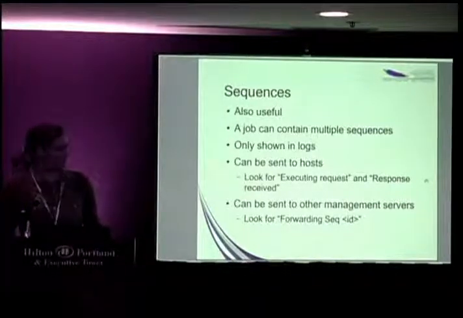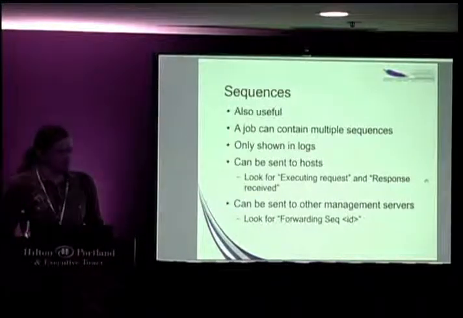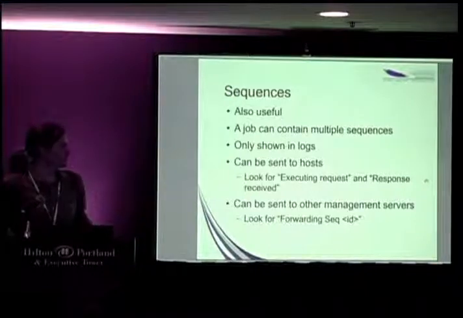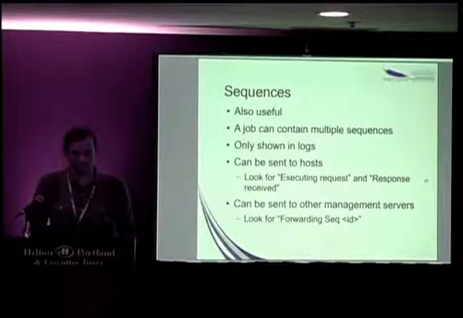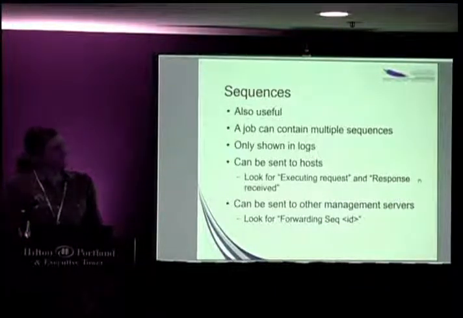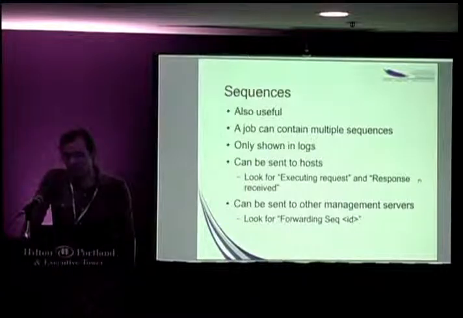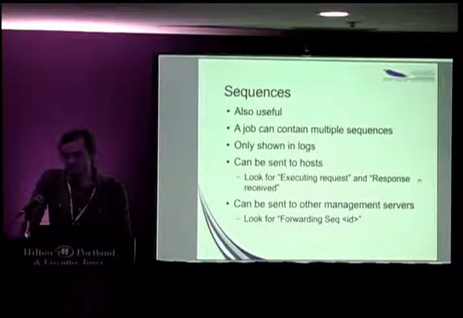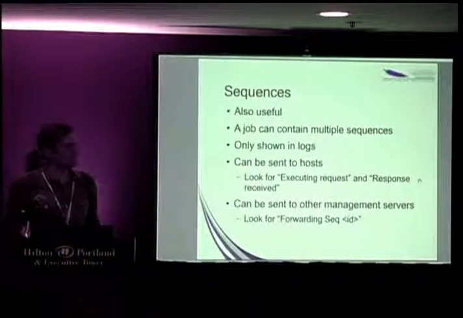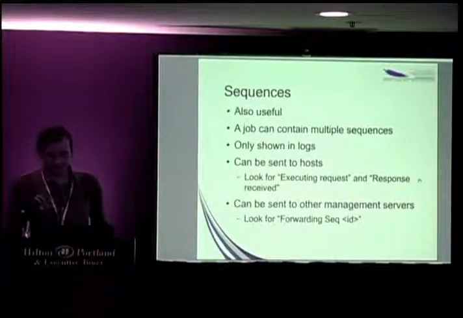And if you have a cluster of management servers and you see forwarding seq and then the sequence ID, then it's actually sending that sequence to another CloudStack server to process it, right? Jobs are per job, sequences are contained in a job, but the sequences can actually intermingle across jobs. If you have two jobs that kick off sequences, those sequences can interfere with each other, which can be interesting when you're troubleshooting.